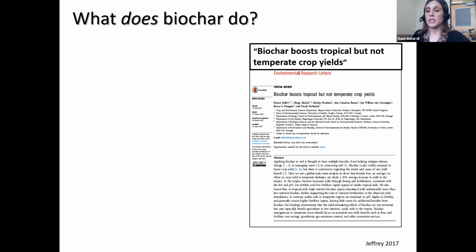What one researcher found in 2017 when he reviewed thousands of biochar studies was that overall, biochar tends to increase yields in tropical systems. So those are the systems like the Terra Preta de Indio in the Amazon. Very degraded soils, very old soils, very clay heavy soils. But in temperate systems, there was little to no influence on crop yield. And that's important for us here in California as we are in a temperate climate.